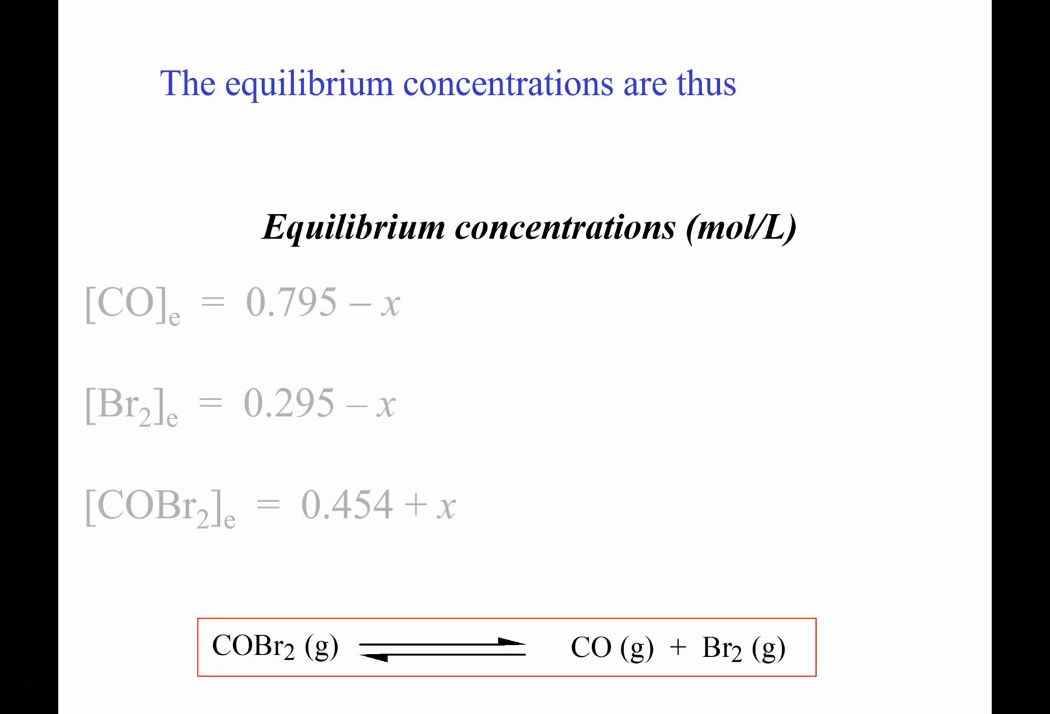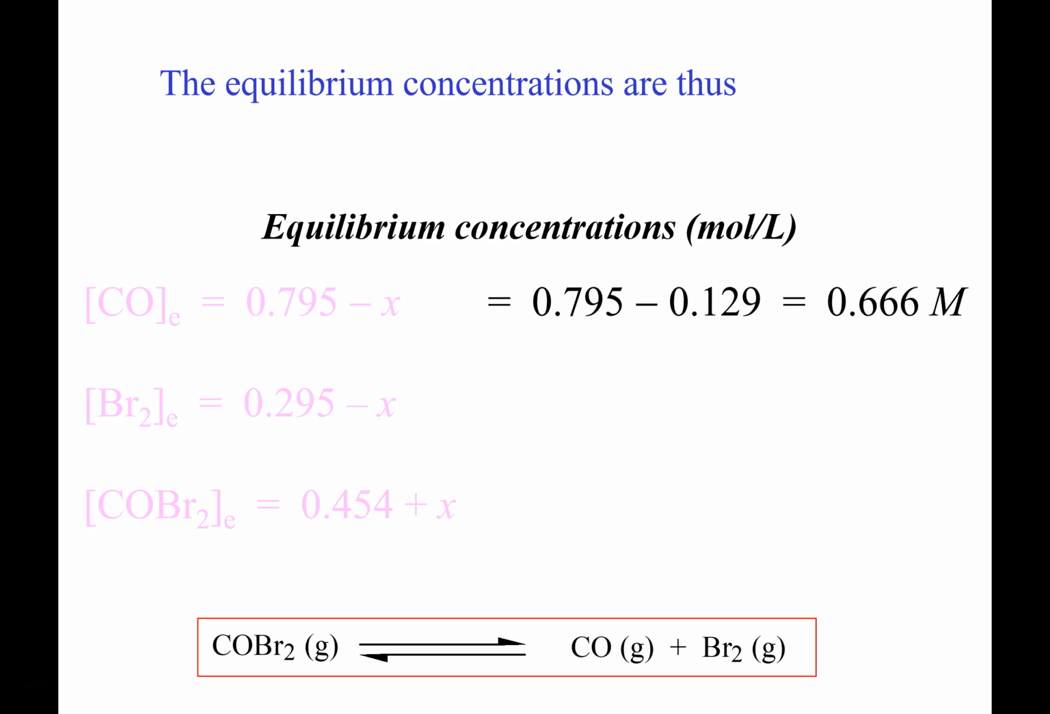We need to take that value for x and slap it in for x in our equilibrium concentrations. So for the CO, it would be 0.795 minus that 0.129. Only 3 decimals is what we're allowed. So we get, you can't make this up, 0.666 moles per liter.